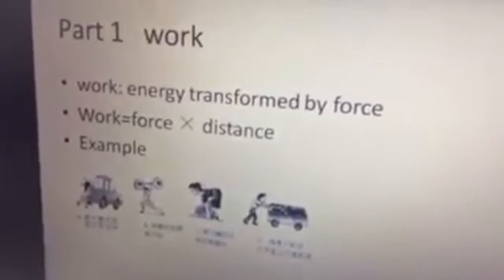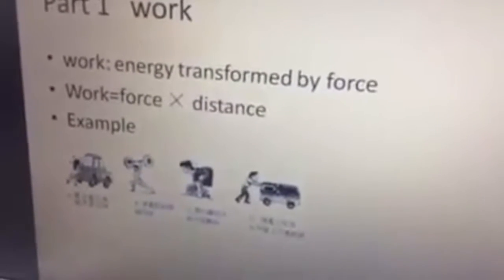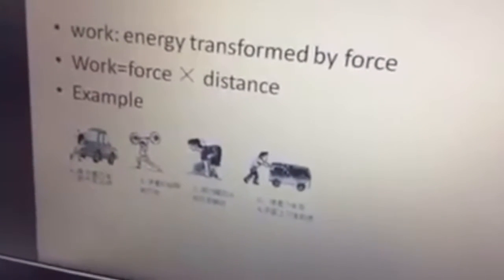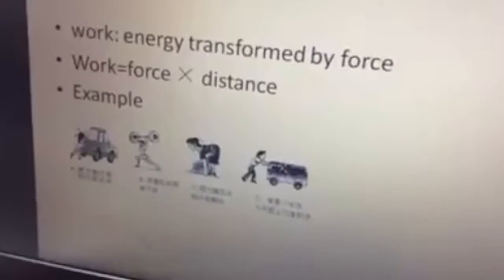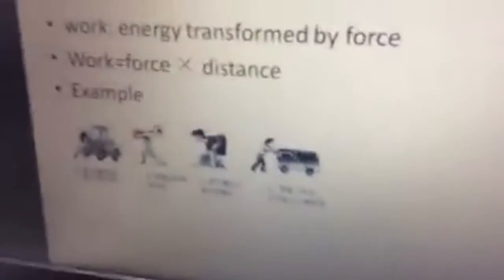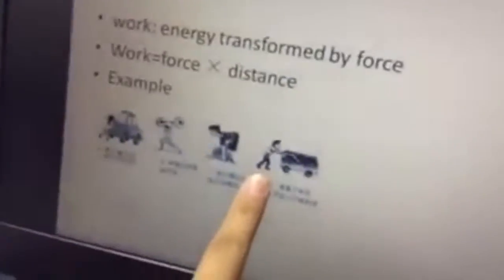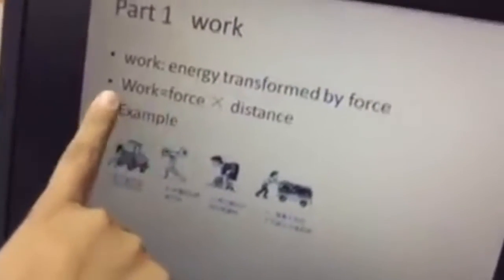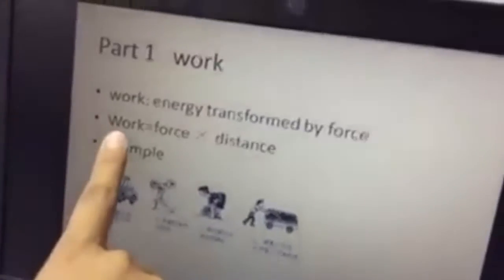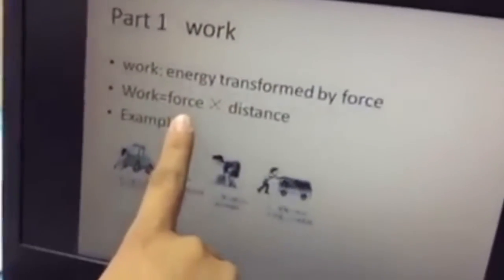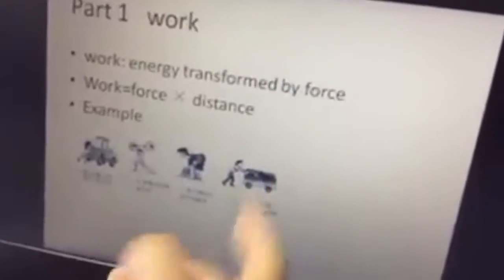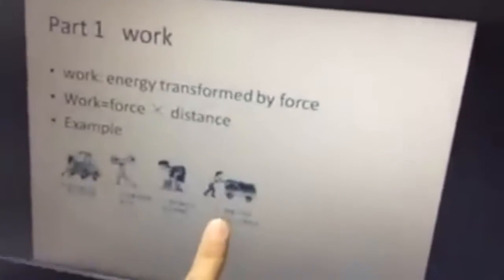What about D? In this one, the man is pushing the little baby car, and it has already moved. So this one has distance and has force. The force is what this man applied to the baby car. Based on the formula, work equals force times distance, this answer has work.